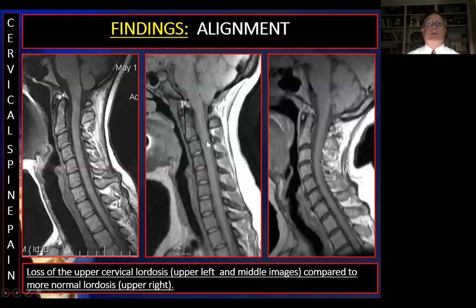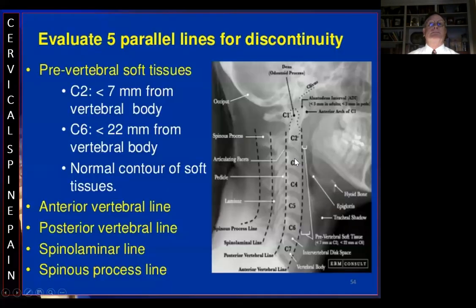Simply because we used the proton density versus the T1 series. Here's another proton density that's more normal. So yeah, the tectorial membrane looks normal as well. The curvature certainly is more normal.